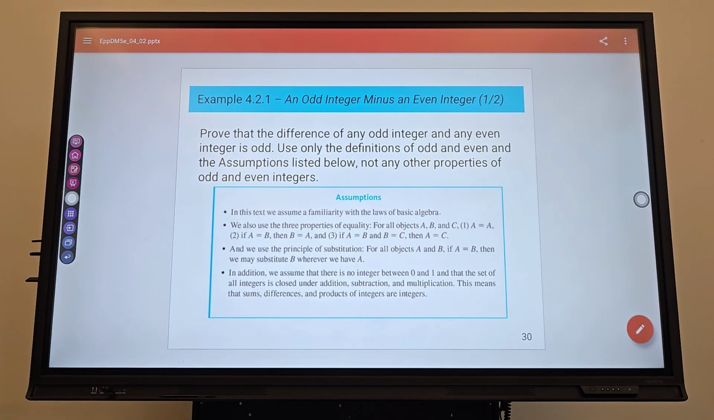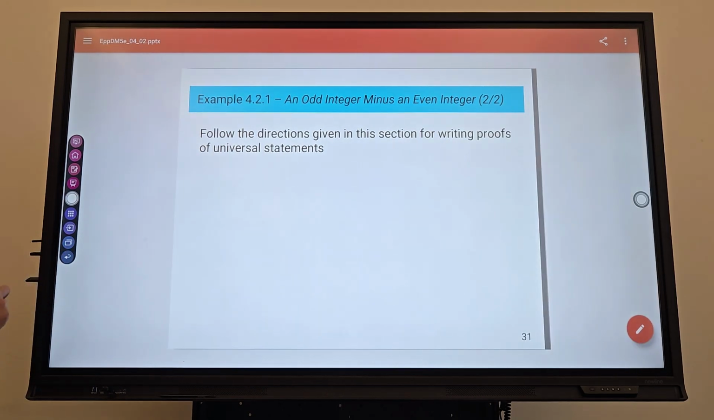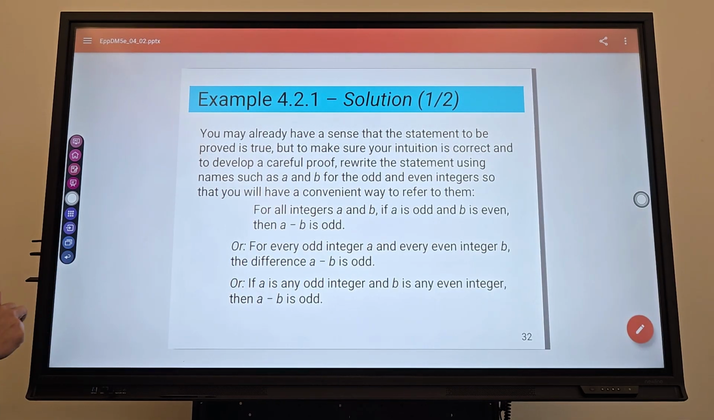Prove that the difference of any odd integer and any even integer is odd. Use only the definitions of odd and even and the assumptions listed below, which we discussed earlier. Not any other properties of odd and even integers. Follow the directions in this section. All right.